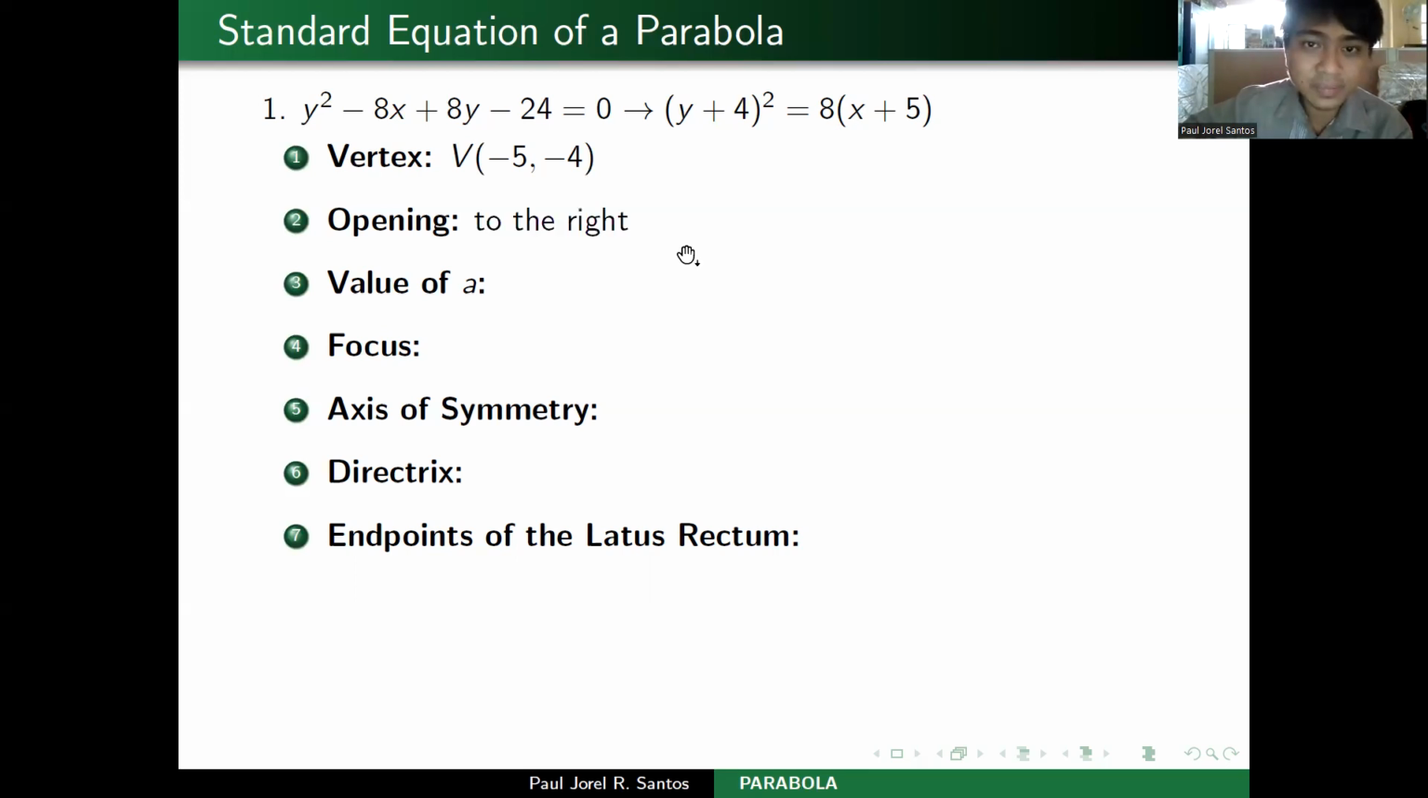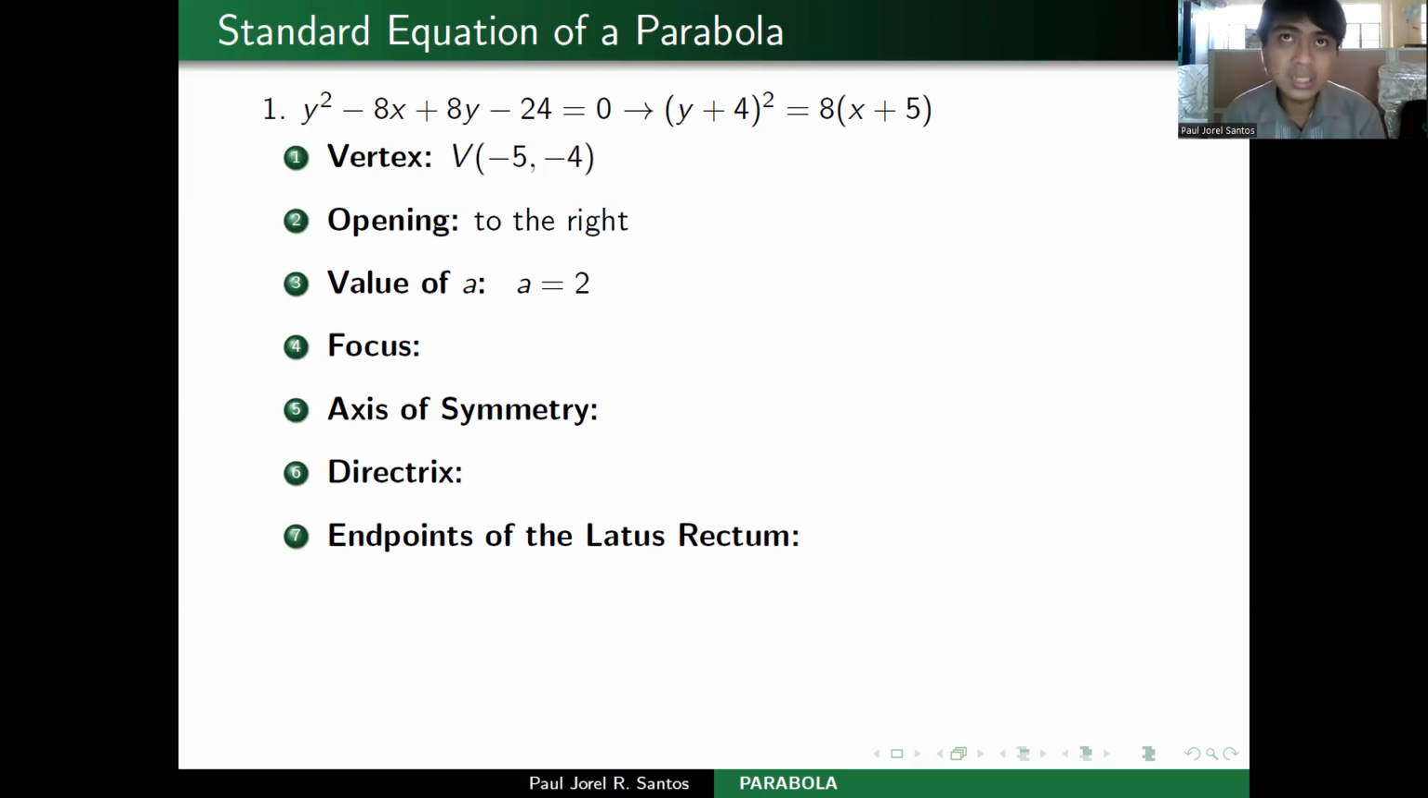The value of a. Okay, as I have said a while ago, 4a is equal to 8. Therefore, a is equal to 2. And the focus, okay, if you are watching this video and you want to answer it on your own before I show the solution, you may do so.